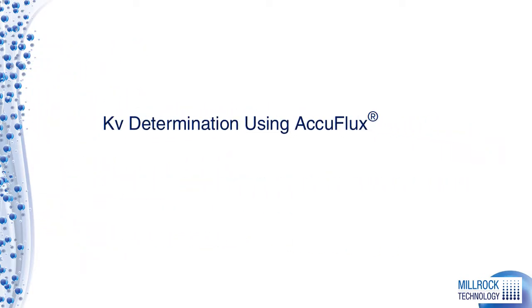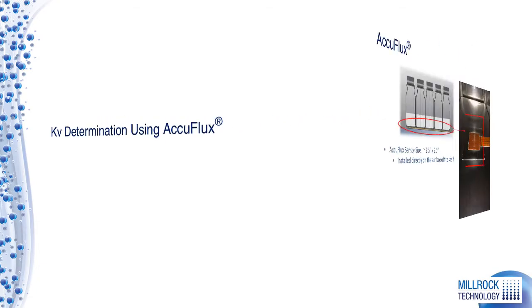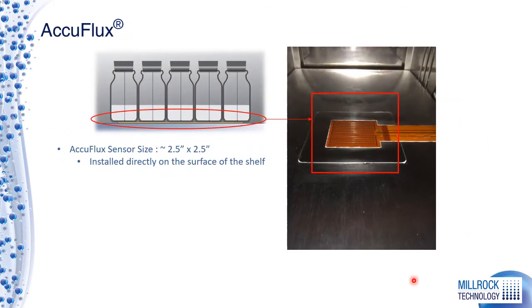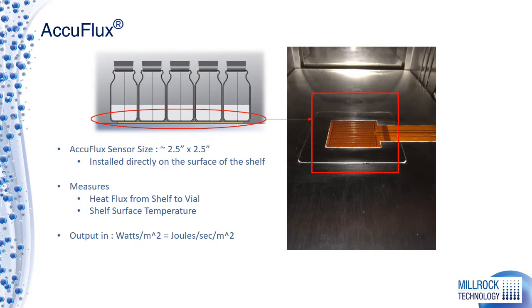Now let's take a look at Kv determination using Accuflux. This is a heat flux sensor on a shelf. It's a 2.5 inch by 2.5 inch surface. It's installed directly on the shelf and placed between the vial and the shelf surface. It does measure the shelf surface temperature, which gives us a very accurate Kv reading. Its output is in watts per square meter, which gives us an extremely easy way to transfer or calculate Kv.